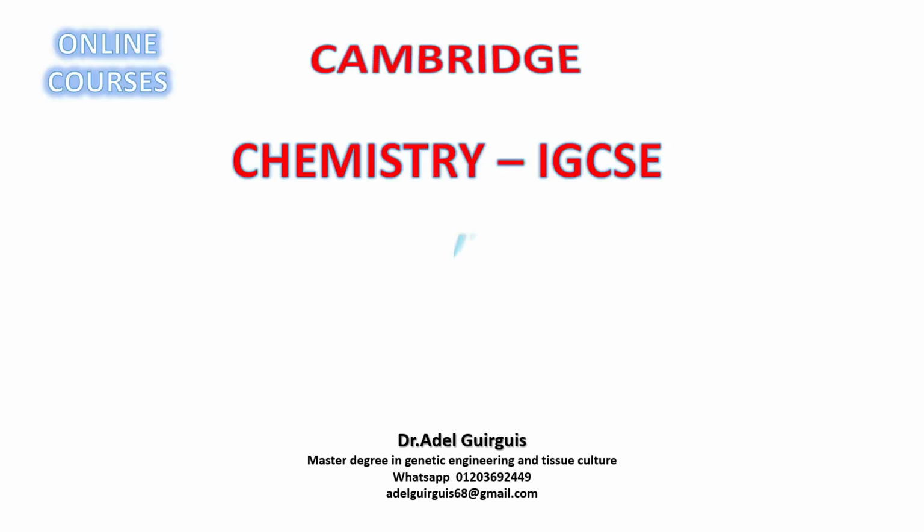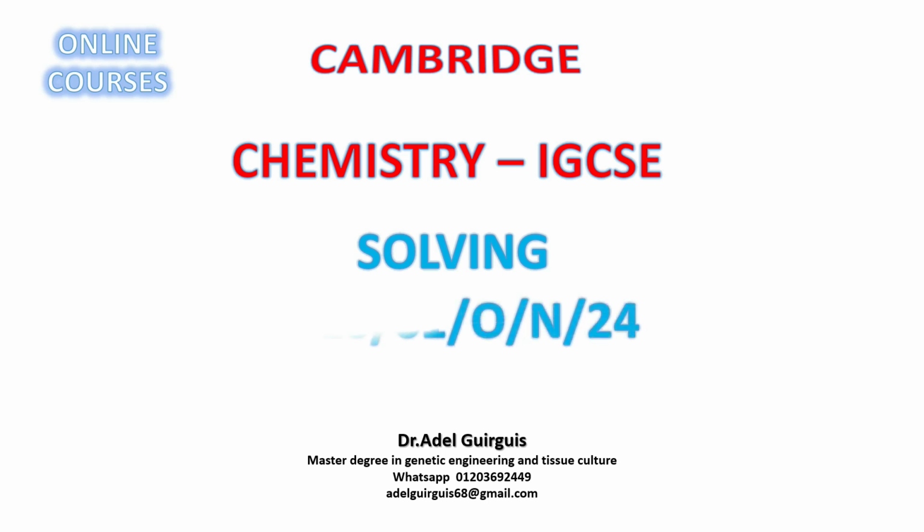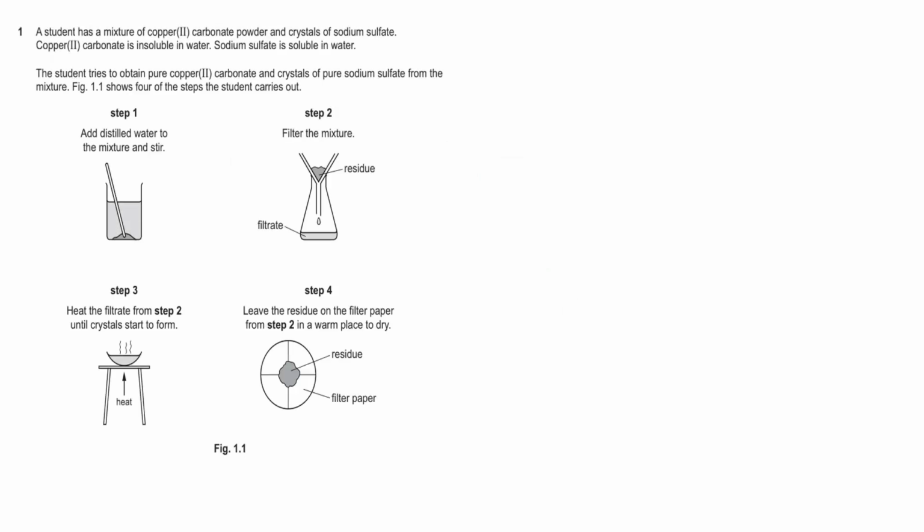Today we will solve paper 6, variant 1, October-November 24, Chemistry IGCSE. First question: a student has a mixture of copper 2 carbonate powder and crystals of sodium sulfate. Copper 2 carbonate is insoluble in water, while sodium sulfate is soluble in water. The student tries to obtain pure copper 2 carbonate and crystals of pure sodium sulfate from the mixture.